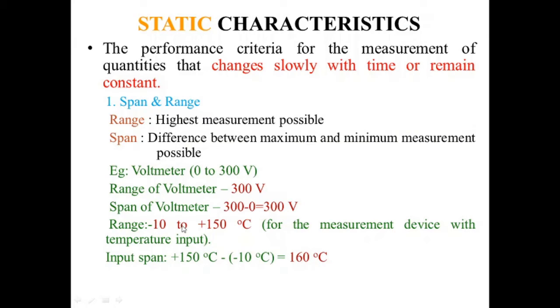Another example is temperature measurement, where we have an instrument ranging from minus 10 degrees Celsius to 150 degrees Celsius. That indicates the range, and the span will be the difference between those two. So it will be 150 minus (minus 10), which is equal to 160 degrees Celsius. In this way we define the range and span of the instrument.